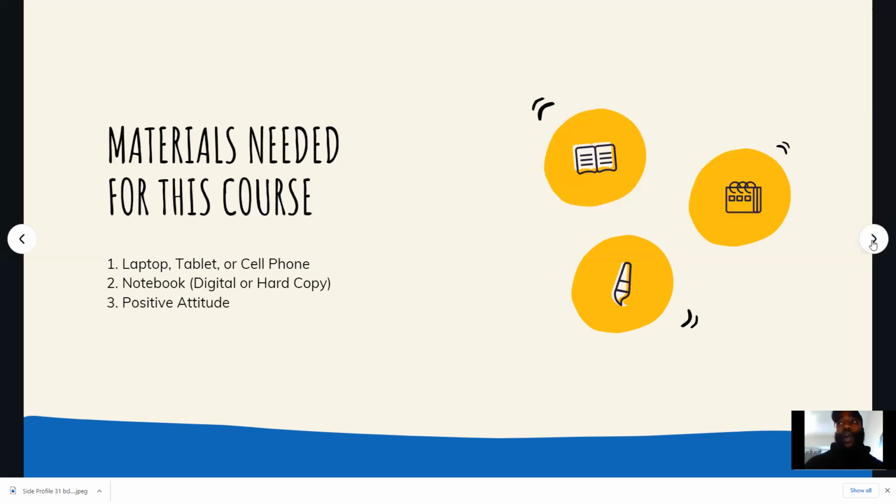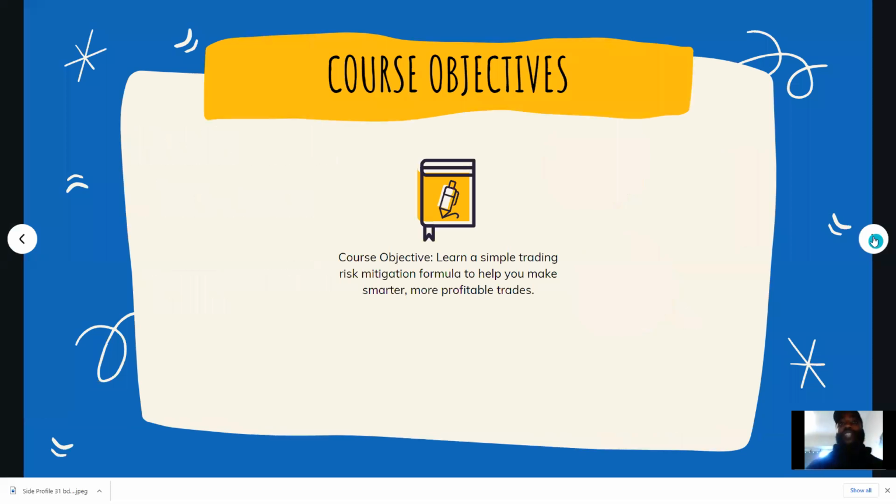So we all have our goals, where there might be financial freedom, where it might be just to add a little bit of pocket change, supplement your already monthly income. So let's hop into it and see how we can continue to build that positive attitude and discipline for becoming profitable traders. So our course objective is to learn a simple trading risk mitigation formula to help you make smarter, more profitable trades. Simple as that.